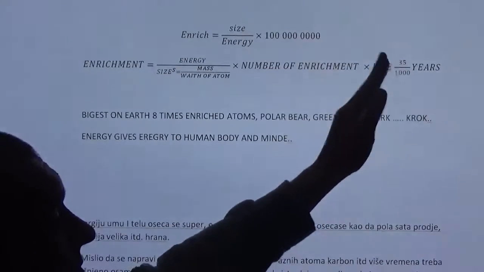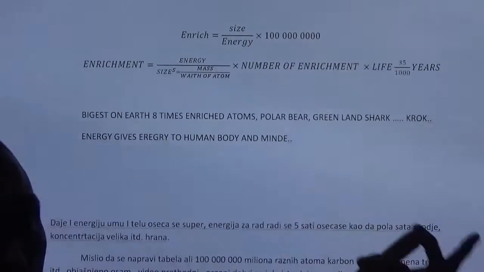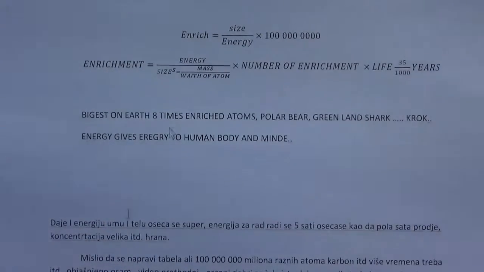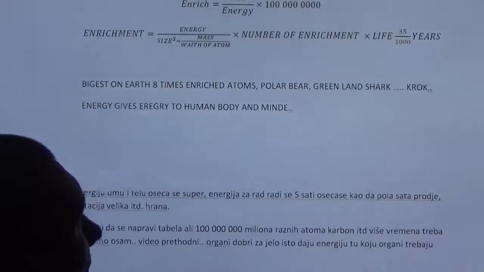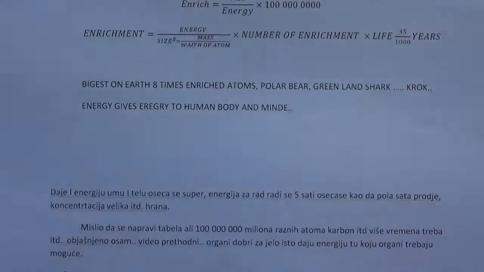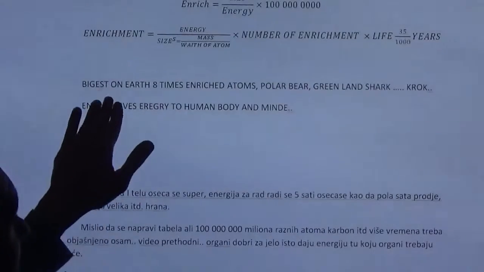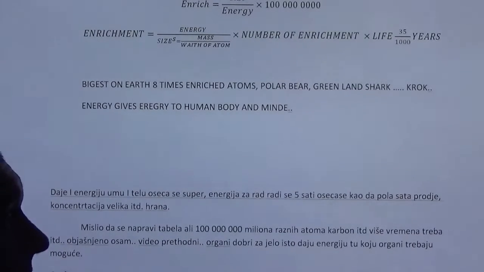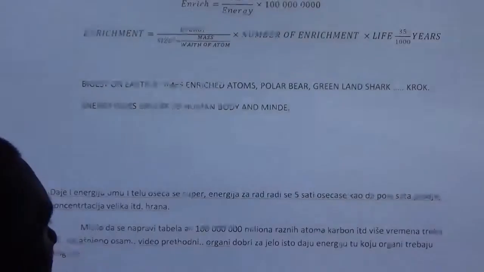But if we have food that is 35 times enriched, through my calculations it would give life to a person for 1,000 years. Some studies that I did in my writings and in books are that the biggest atoms on Earth are 8 times enriched, actually. And that would be polar bears, Greenland sharks, and crocodiles in Australia. Crocodiles live around 100 years. Polar bears, nobody knows how long they would live because the cold or lack of food kills them before their average lifespan. But Greenland sharks are the ones that live the longest, as far as we know.